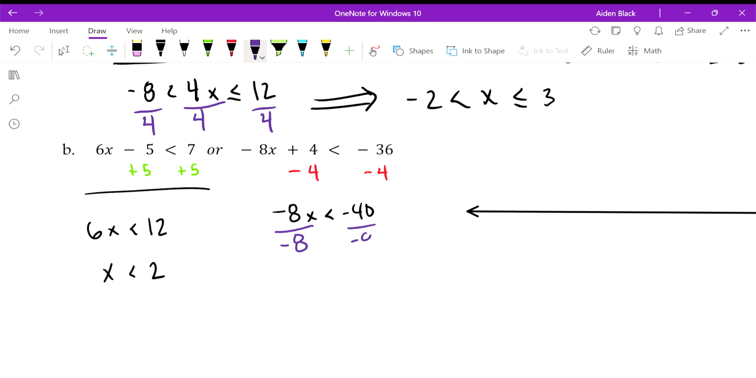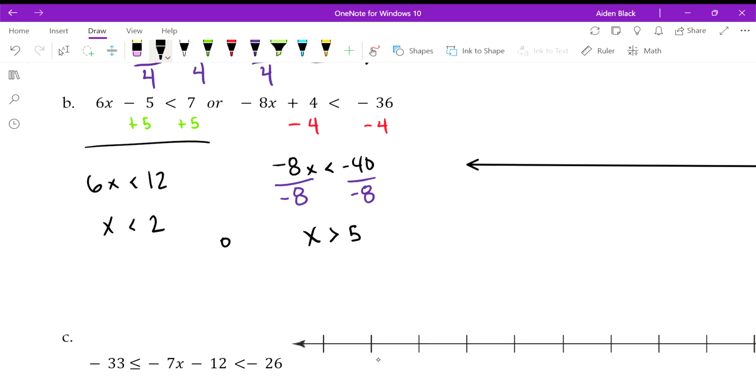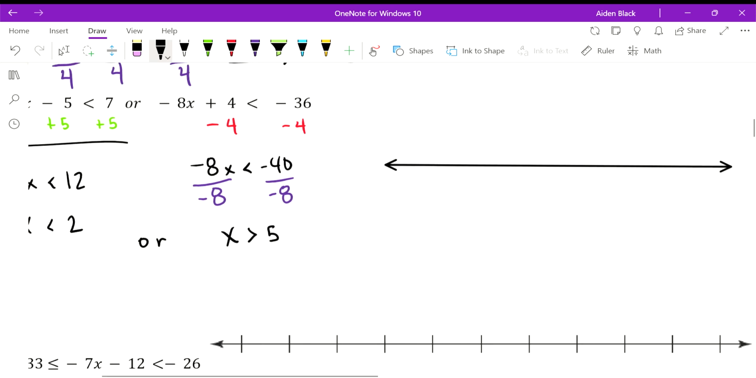And remember, here we have to divide by a negative value, specifically negative 8. And when we do that, what happens to the sign? That's right, it flips. So we end up with this. So x is greater than negative 40 divided by negative 8 should be positive 5. So we have x is less than 2 or x is greater than 5.